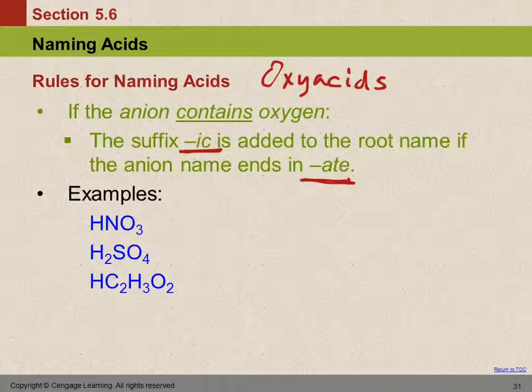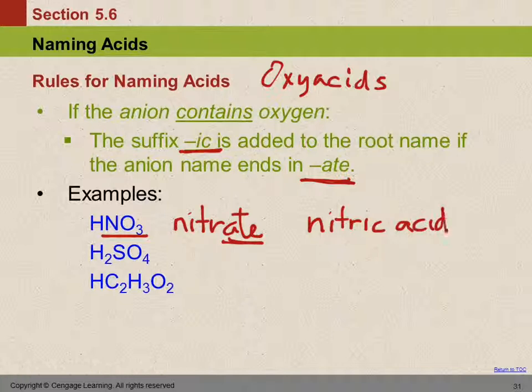So let's look at these examples. Here we've got HNO3. Okay, the H makes it an acid. NO3 is nitrate. We looked it up in the table. I have the table in my head. So we get rid of ate and we replace it with ic. And so this becomes nitric acid. There's no hydro. It's not hydronitric acid. It's just nitric acid.